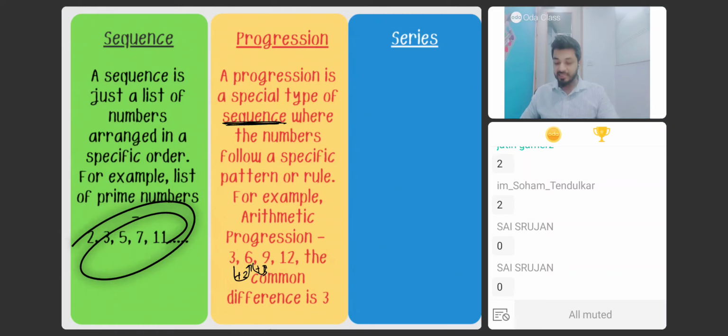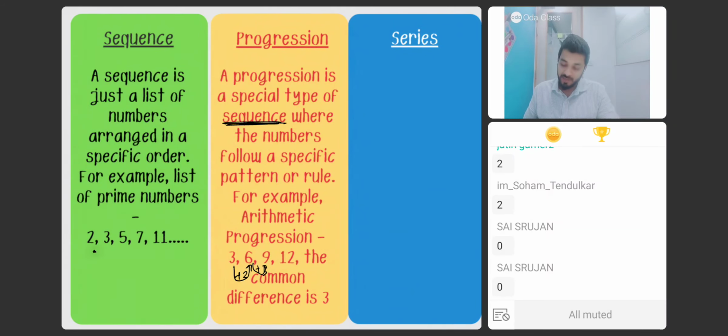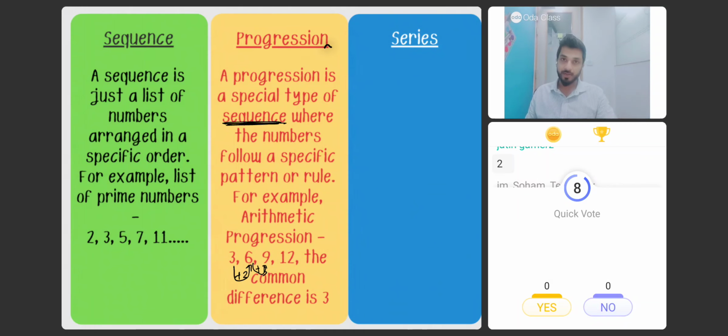But in the list of prime numbers, there is no such logic. I mean, the logic we follow is itself the definition of a prime number. But this type of logic is not there. So this thing is different. Are you able to understand the difference between sequence and progression? Yes, everyone.